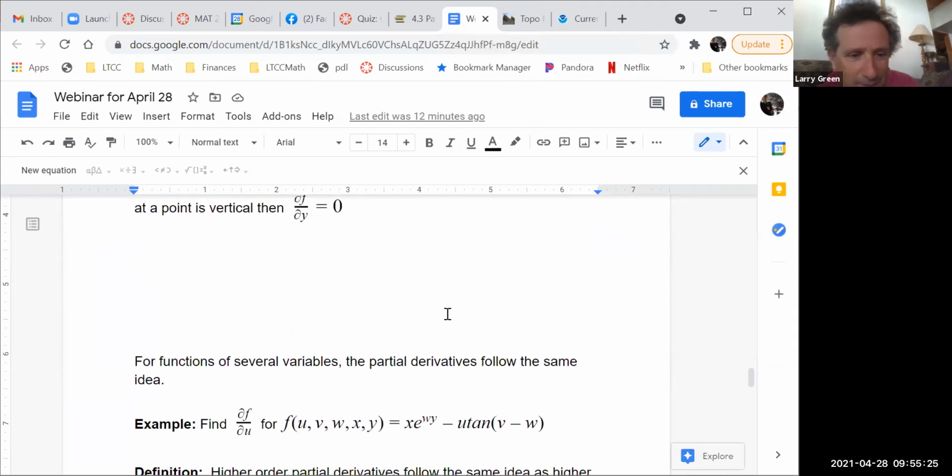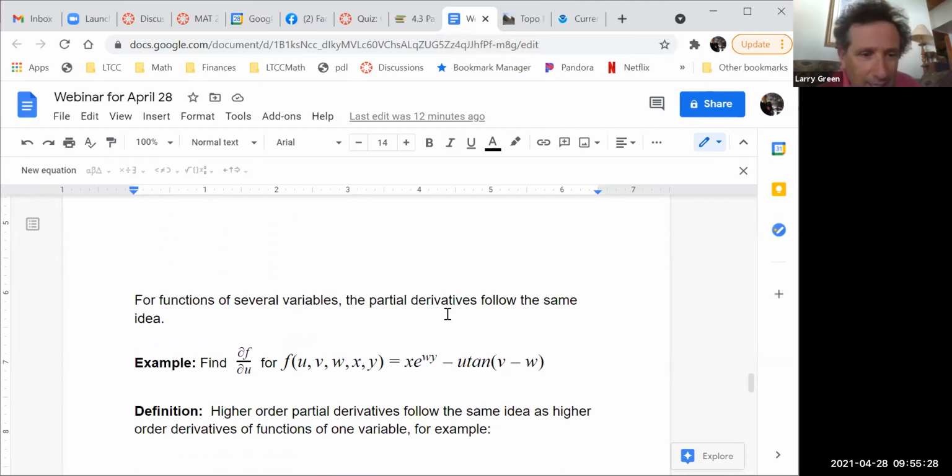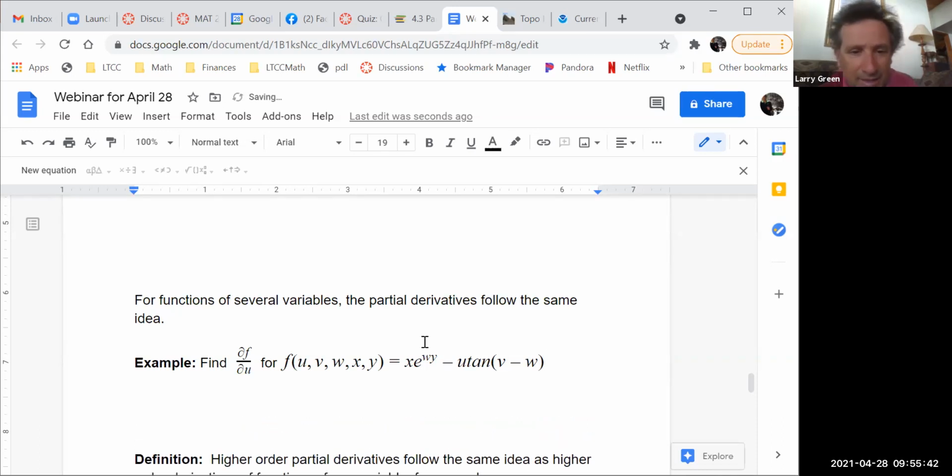Okay, so that's contour maps. Just a note: for functions of several variables, so if you have 5 variables instead of 2, nothing changes. Here's an example, and I'm just going to do it by example, and I think you'll agree, nothing to worry about. You want to find del f del u for f of u, v, w, x, y, a function of 5 variables, equal to x e to the wy minus u tangent of v minus w. And we want to find del f del u.